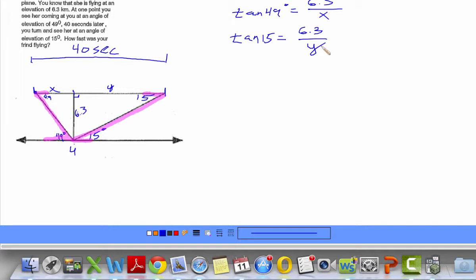Either way, I'm doing 6.3 divided by the tangent of 49 for the first one. And I get x is 5.47, and that would be kilometers. And then when I do the second one, I will have 6.3 divided by the tangent of 15, and I get 23.51 for y equals 23.51 kilometers.